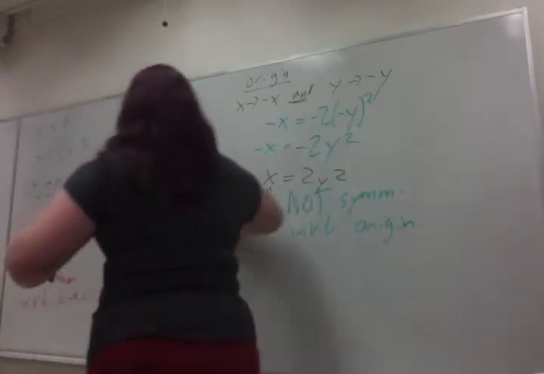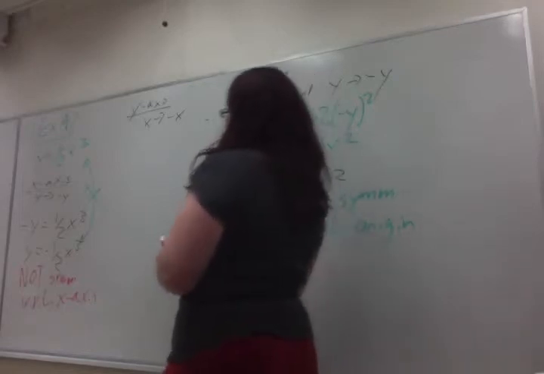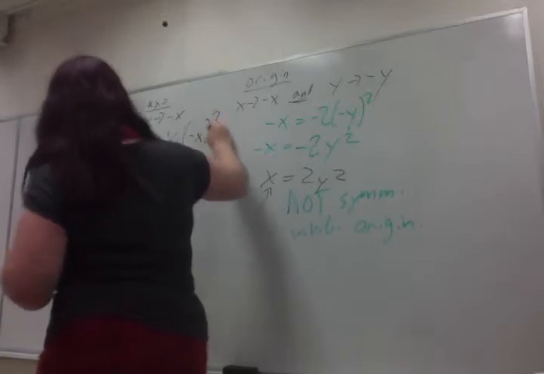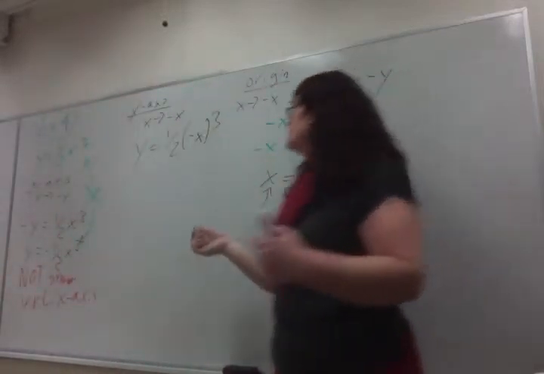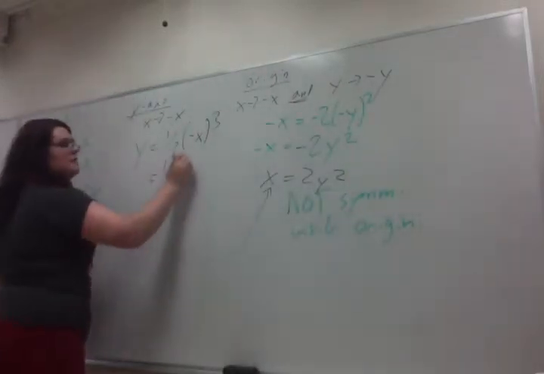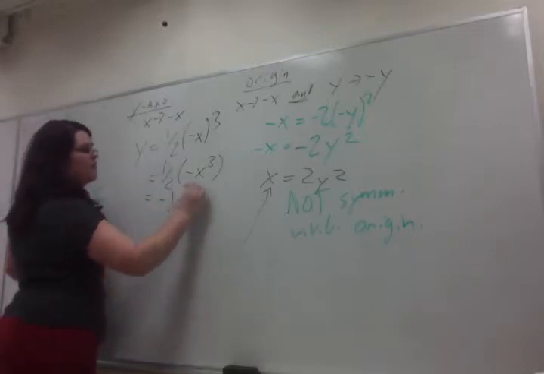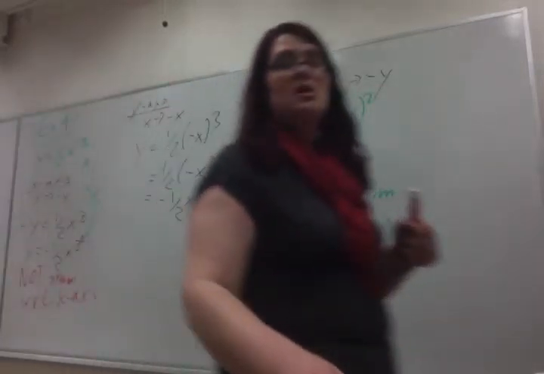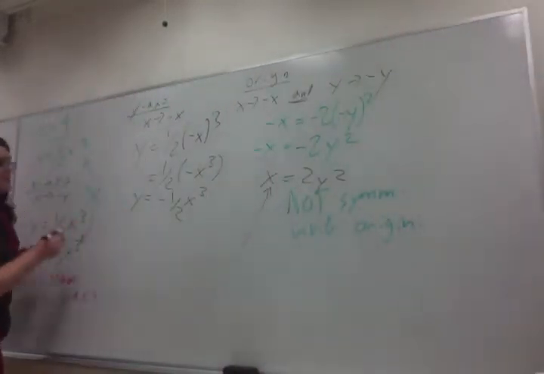If we test for symmetry with respect to the y-axis, we replace x with negative x. I get y equals 1/2 times negative x cubed. If we take a negative number and cube it, we get another negative number. So this is 1/2 times negative x cubed, which is the same as negative 1/2 x cubed. Again, that is not the same as what we started with. We started with y equals 1/2 x cubed, and here we got y equals negative 1/2 x cubed.